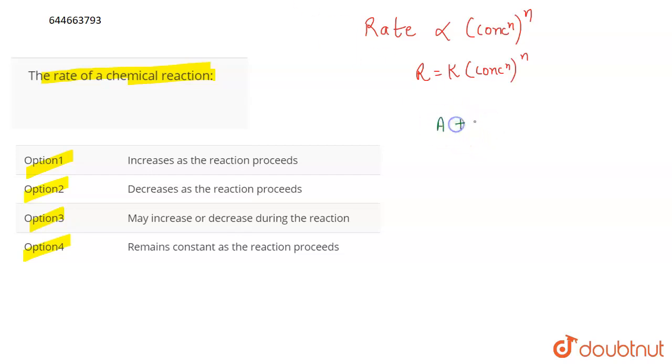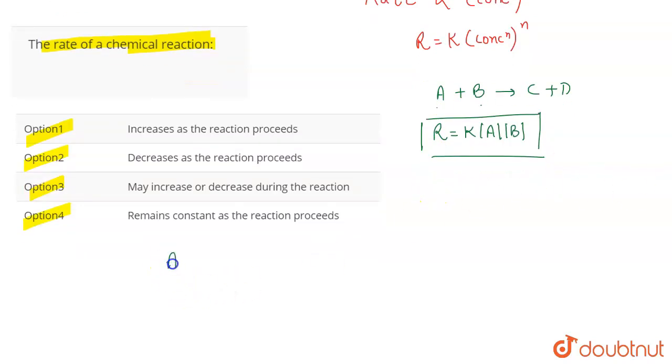Now we will understand this by an example. For example, I have this reaction A plus B giving C plus D. Here A and B are reactants, C and D are products. Let us assume that this is a second order reaction and it is first order with respect to A, first order with respect to B. So the rate law will be written as R is proportional to concentration of A into concentration of B.